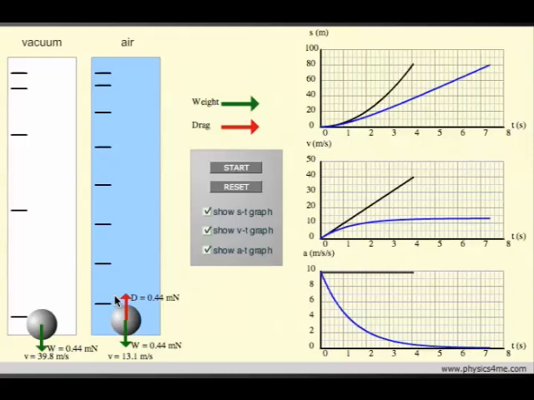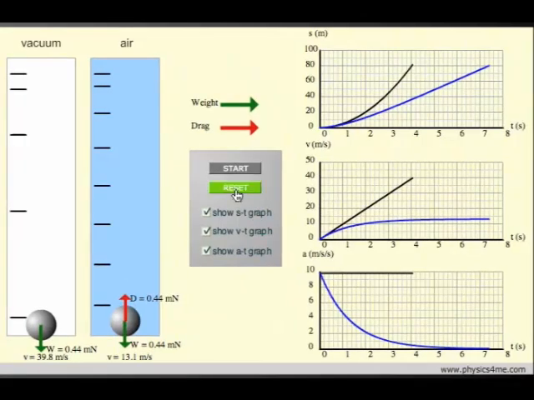Why does this happen? To understand why, we need to consider the forces acting on the balls, which are indicated by the force vectors on the ball. The green arrow is the weight of the ball and is constant, both in vacuum and in air. The red arrow is the opposing drag force, which is absent in vacuum, but in air its magnitude increases with the velocity.